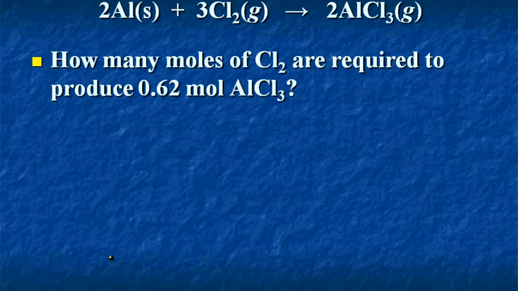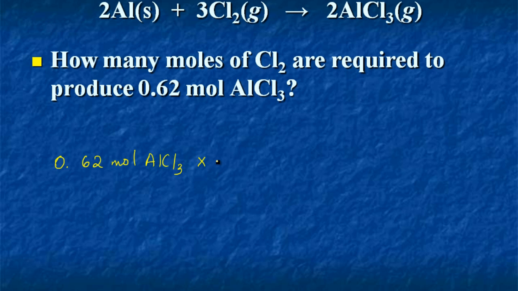So here is another reaction. 2 aluminum reacting with 3 chlorine forming 2 aluminum chloride. How many moles of chlorine are required to produce 0.62 mole of aluminum chloride? What are we given? We are given the moles of aluminum chloride. So this is what I am given, AlCl3, and I need to multiply this by a mole ratio.